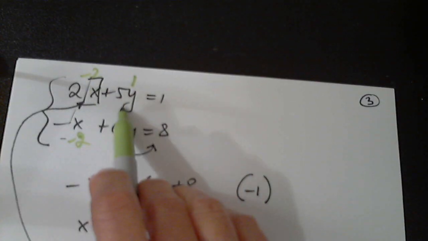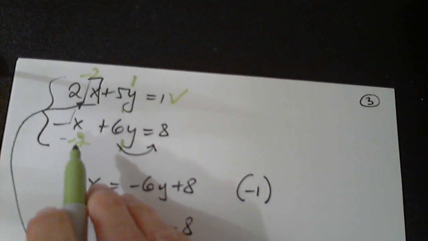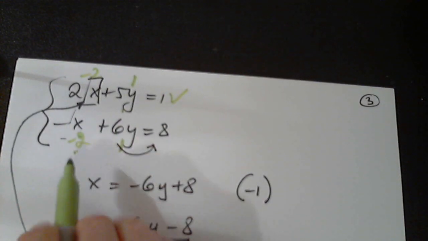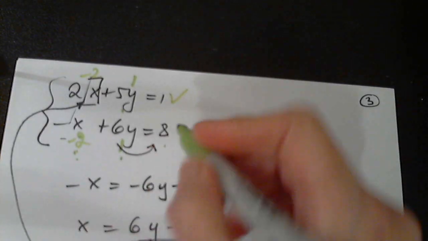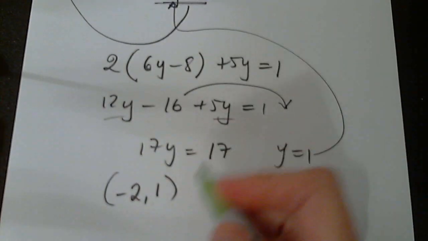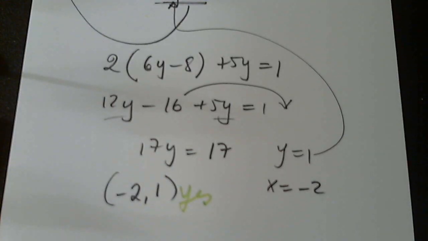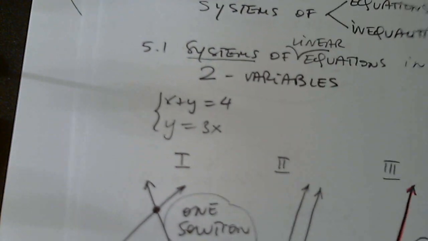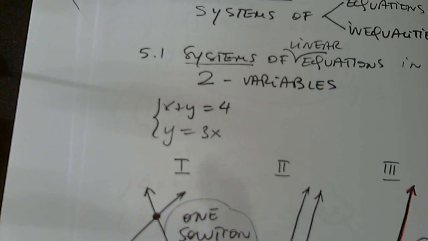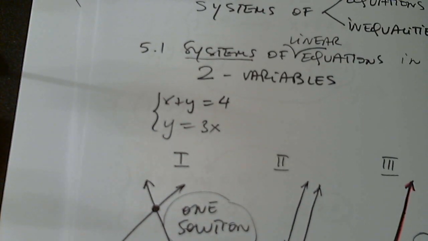Negative 4 plus 5, yes. 2, because it's minus minus. 2 plus 6 is 8, yes. And now I say yes. And again, one solution, consistent system, independent equations.